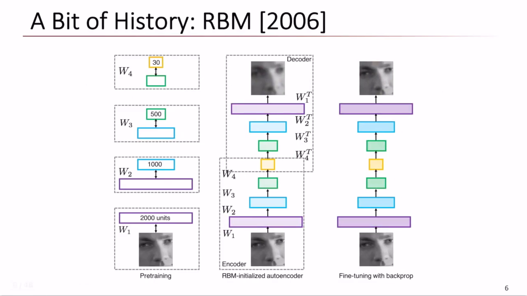Another paper was RBM in 2006, which was designed to handle images like this. They have the encoder and decoder. We'll talk about encoder and decoder architecture later in our lecture. But in encoder and decoder architecture, they also use the convolutional architecture.